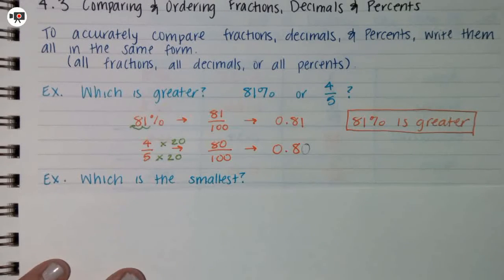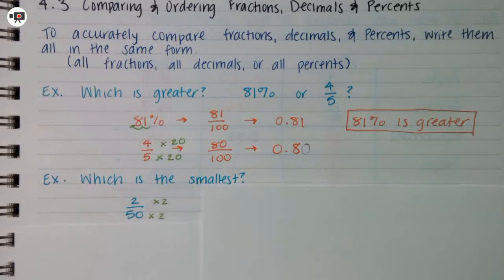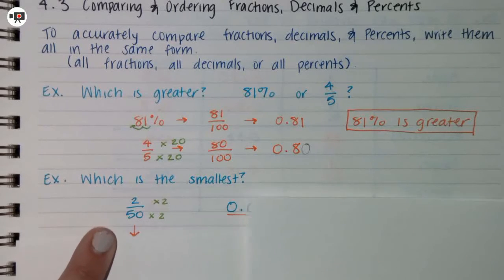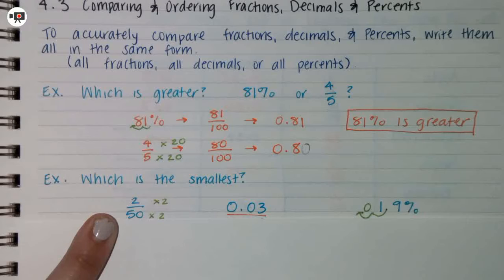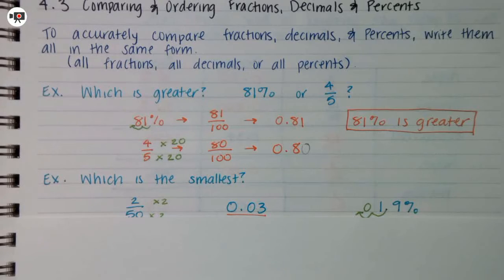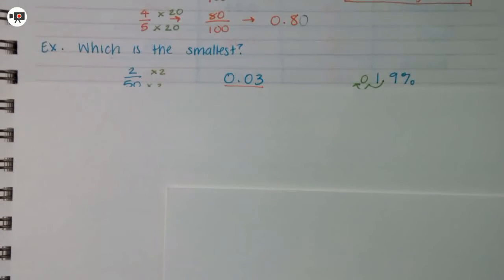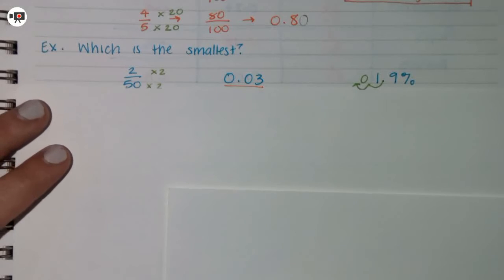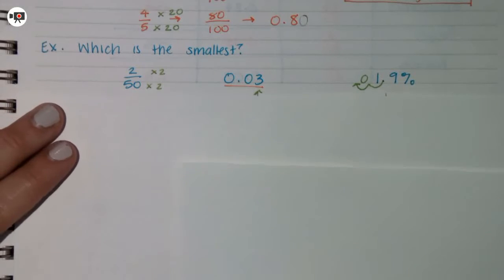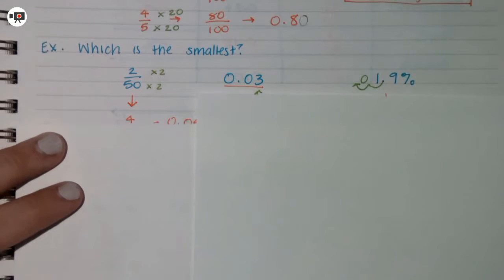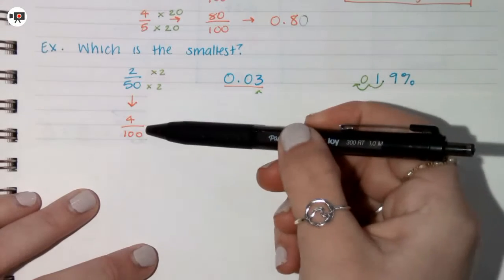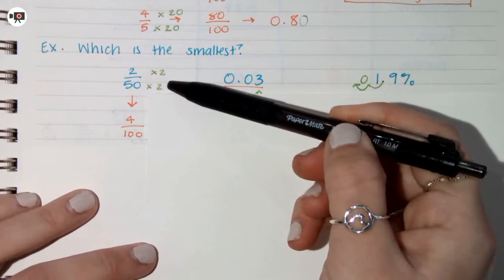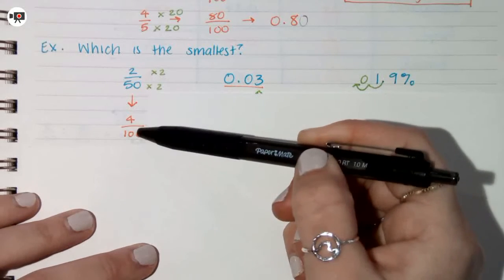So another example, which one is the smallest? I have 2 over 50, 0.03, and 1.9%. So to see which one is the smallest, we need them all in the same form. All as fractions, all as decimals, or all as percents. So if I take 2 over 50 and I write it as a fraction, I'm going to have 4 over 100. Multiply top and bottom by 2, and I get 4 over 100.